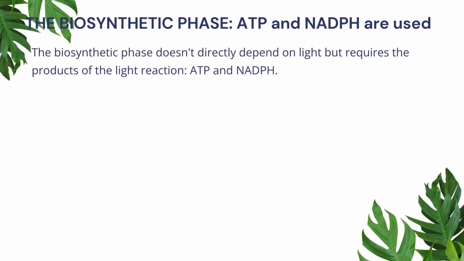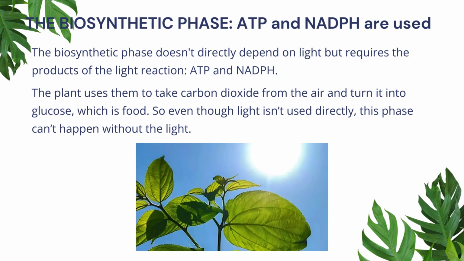This phase doesn't directly use light, but it needs the products of the light reaction, that means ATP and NADPH. These two molecules are full of energy. The plant uses them to take carbon dioxide from the air and turn it into glucose, which is food.